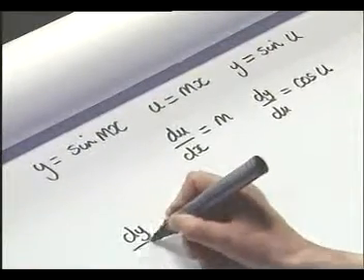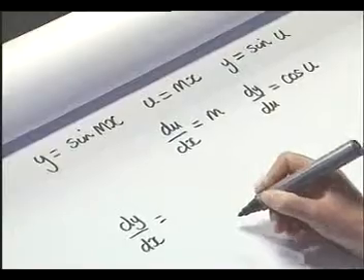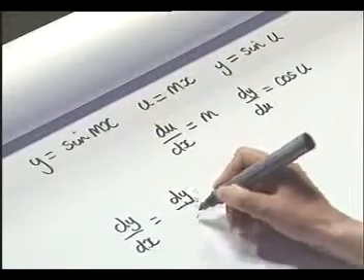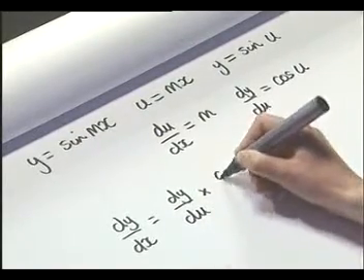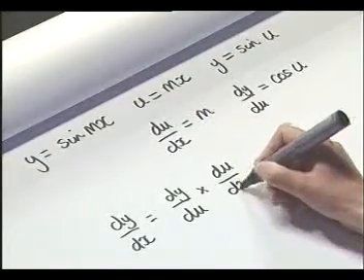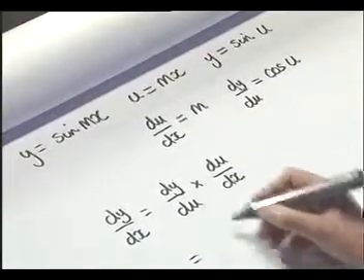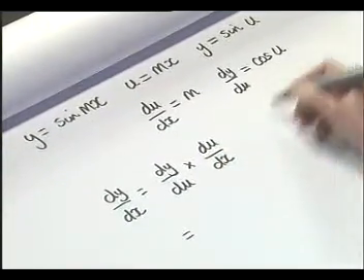Now, dy by dx, and you'll learn this in the future, dy by dx is equal to dy by du multiplied by du by dx. Now, this is called differentiating a function of a function, or differentiating using the chain rule. And it's the subject of another tutorial. So we're not going to go through the details of that now. What I want you to do is just use it as a formula.